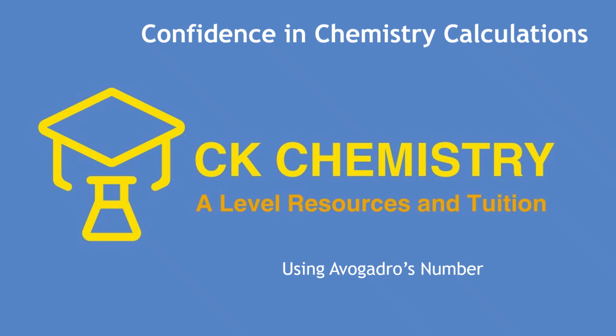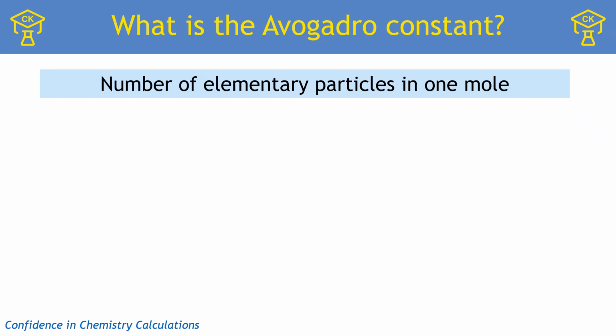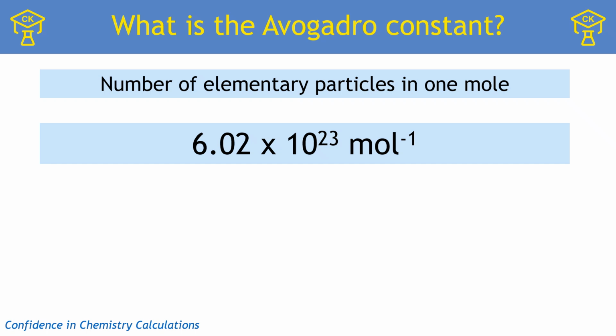In this video, we're going to look at using Avogadro's number. So what is Avogadro's number, or the Avogadro constant? It is the number of elementary particles in 1 mole of any substance. So it's this fixed number of particles that basically defines for us what a mole is. And it's usually given to 3 significant figures as 6.02 times 10 to the power of 23. And the unit is essentially per mole. We'll think about that unit in a moment when we look at some of the calculations.